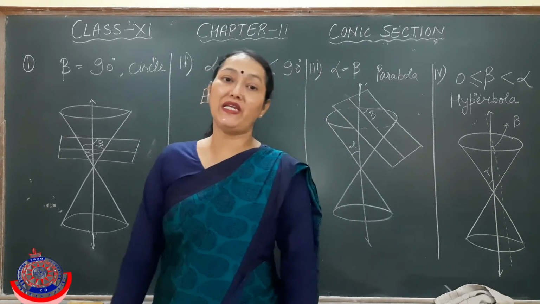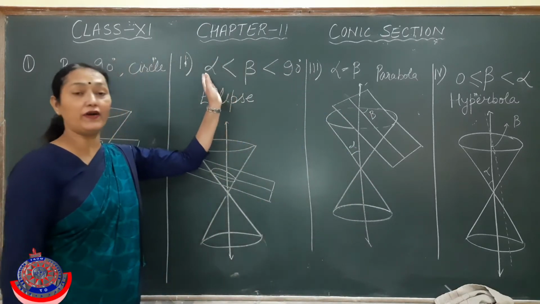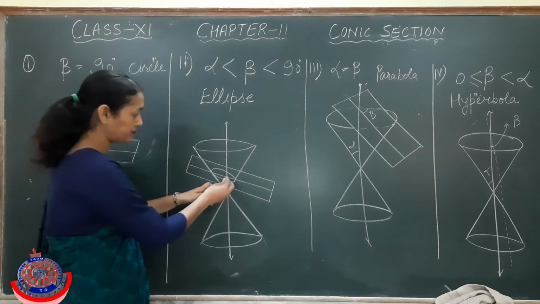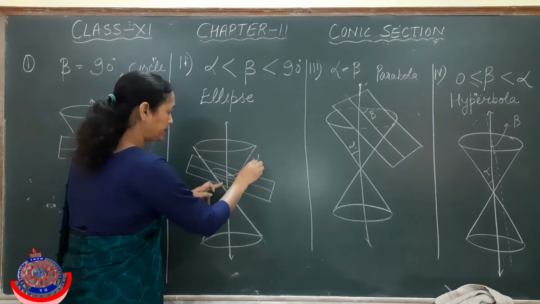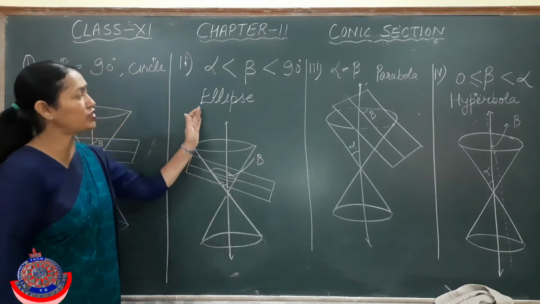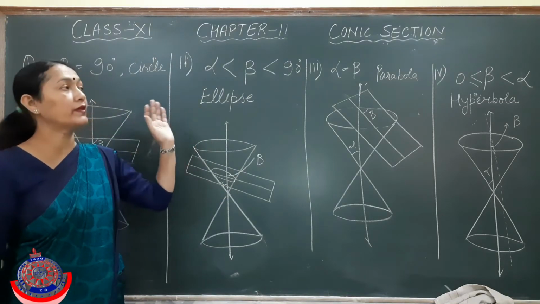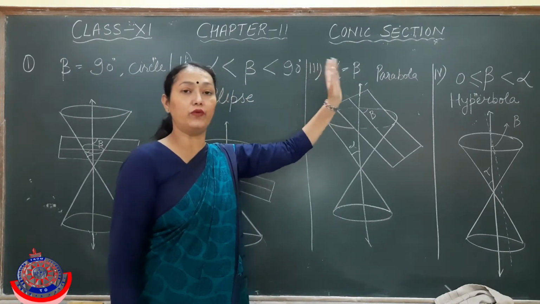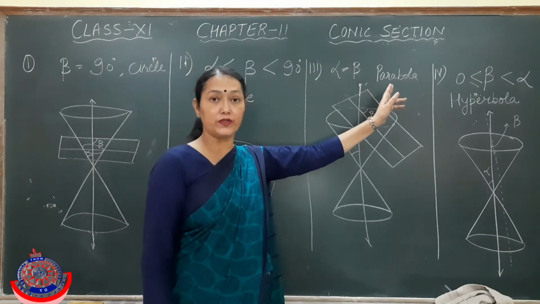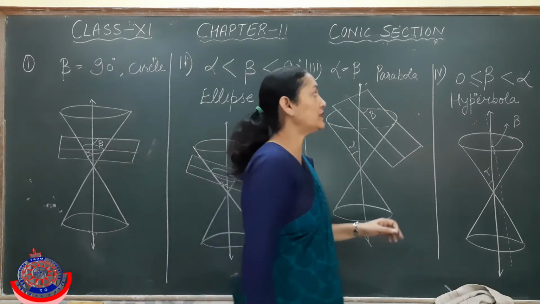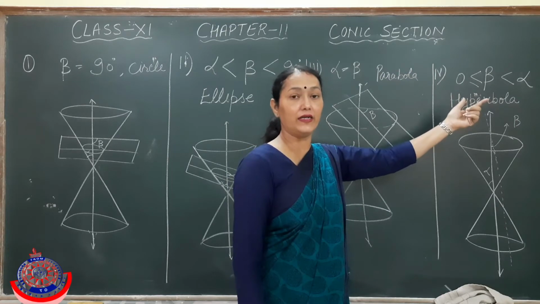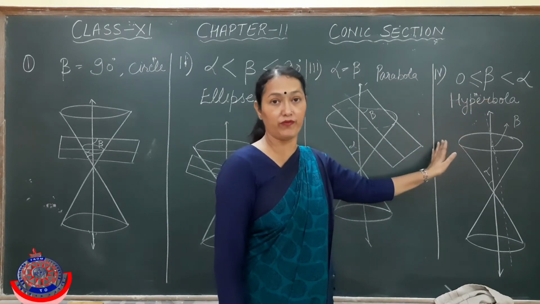Second situation, beta can be greater than alpha but less than 90. In this kind of case, beta is formed here and here alpha is formed. In such a situation, ellipse will be formed. In case alpha and beta, both the angles are equal, in that case, parabola will be formed. And suppose we get beta which is greater than or equal to 0 but less than alpha. In that case, hyperbola will be formed.